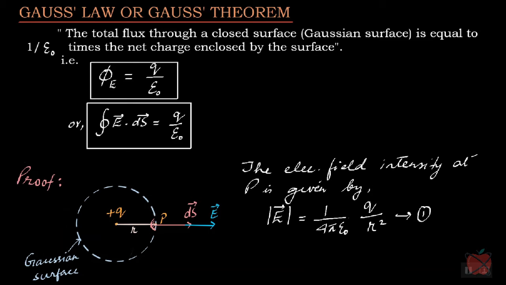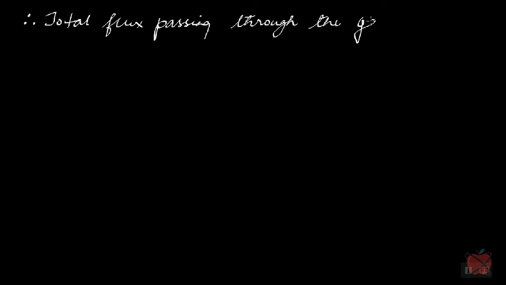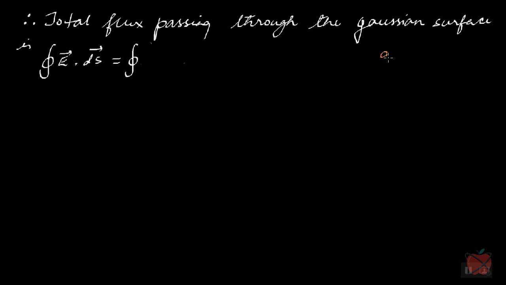Let me take another page. Therefore, total flux passing through the Gaussian surface is integration of E dot ds. So let us apply the A dot B formula. We know that A dot B is equal to AB cos theta. What is theta? Theta is the angle between A and B. So here E dot ds will be E ds cos theta.